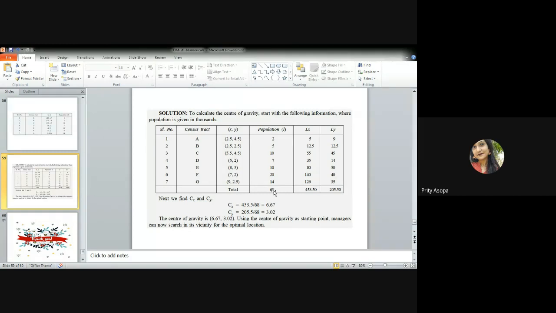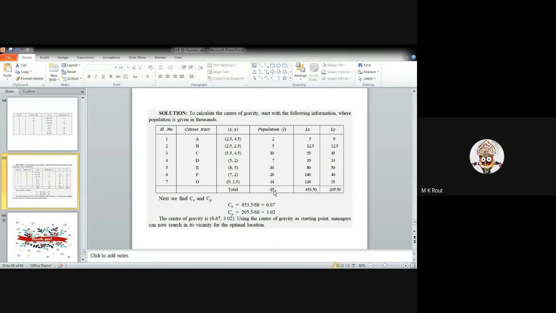Yes, sir. Okay, then applying the CX formula, that is summation of DIX divided by summation of weight. In this case, that is 453.5 divided by 68, that is the sum of populations, that equals 6.67. And in case of calculating the coordinate for center of gravity Y, that is 205.5 divided by 68, that equals 3.02.